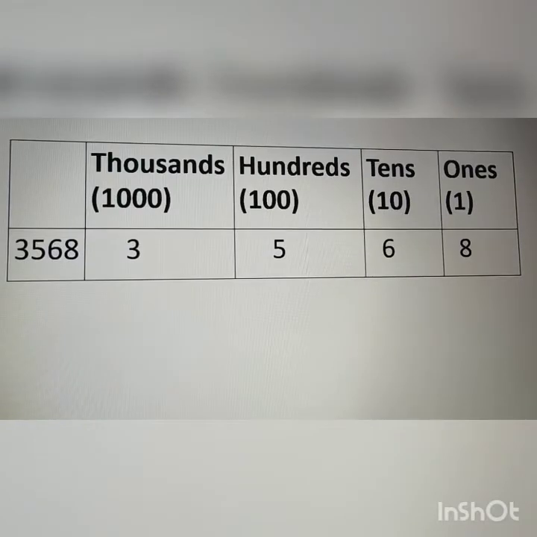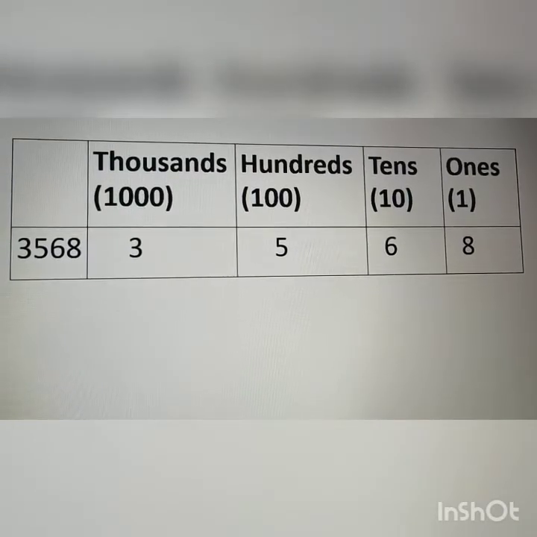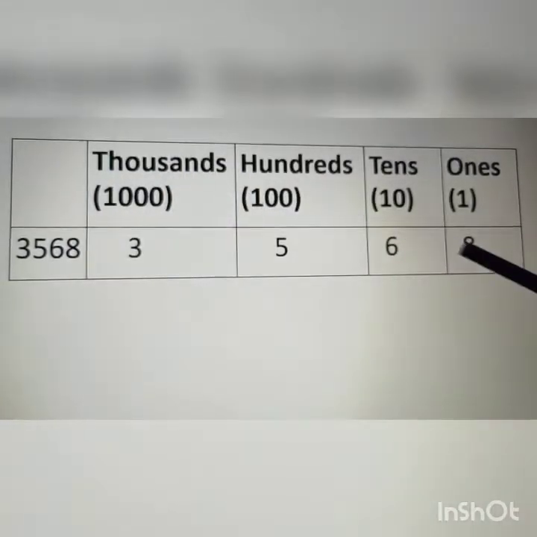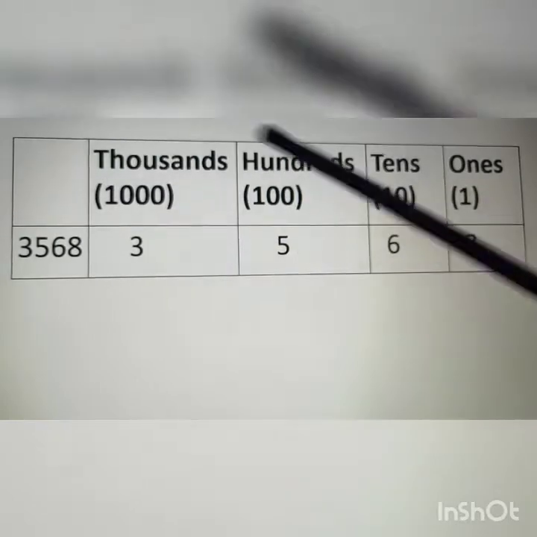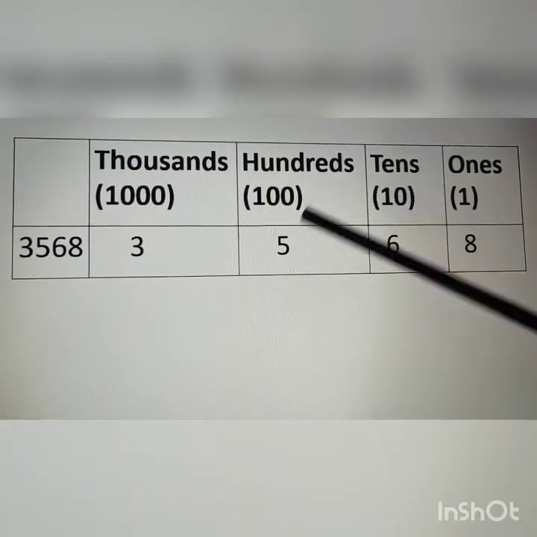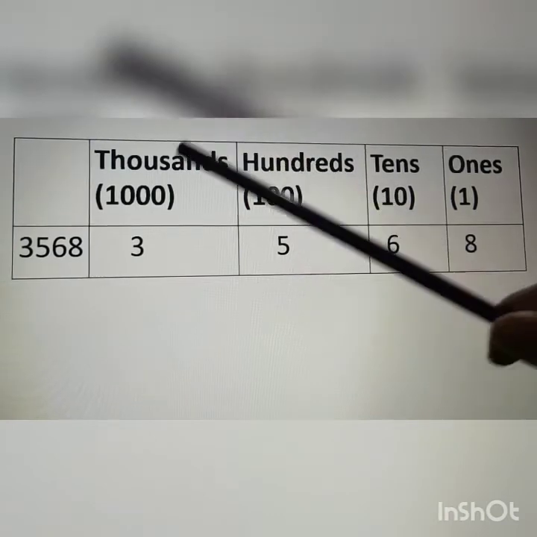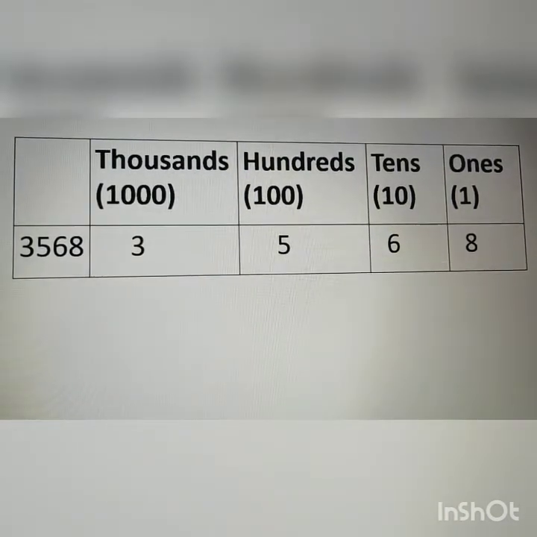You have already learned about whole numbers and the place value of each digit in that number. Example, here 3568: place value of 8 is ones, place value of 6 is tens, place value of 5 is hundreds and place value of 3 is thousands. Now let us see what will be the place value of digits in decimal numbers.